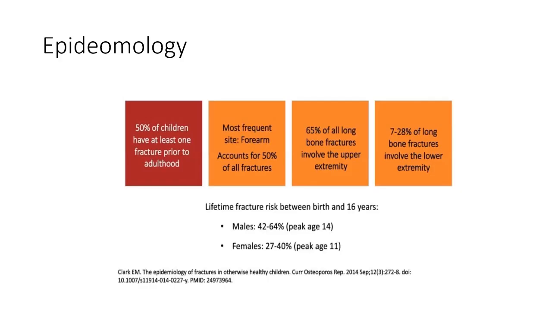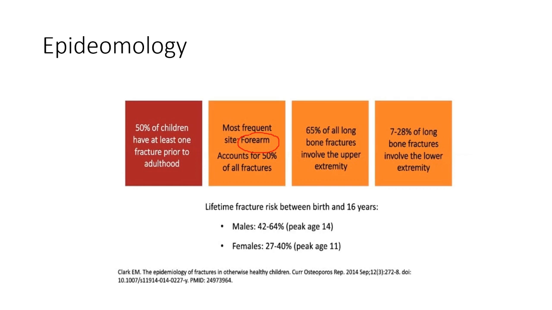So what is the epidemiology of pediatric osteoporosis? Around 50% of children have at least one fracture prior to adulthood. The most frequent site for fracture is the forearm, which accounts for around 50% of all fractures. Mostly the upper extremity is involved, in about 2/3 of cases, and almost 1/3 of cases involve the lower extremity.